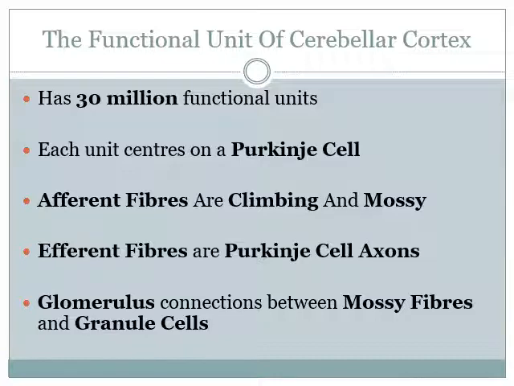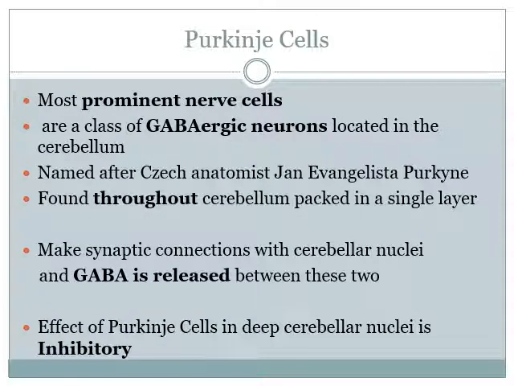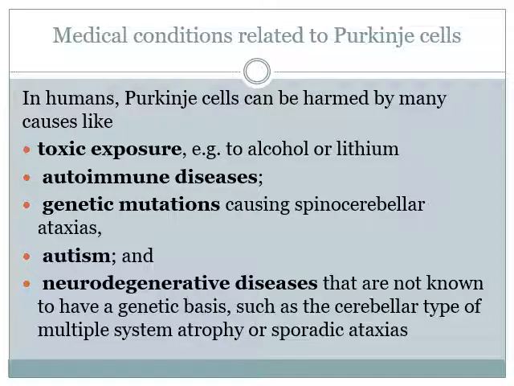So all of that we have done already in the cerebellum, and we said that Purkinje cells are the prominent nerve cell. They are named after the Czech anatomist Jan Evangelista Purkinje, and they are found throughout the cerebellum, and they release GABA. There are medical conditions in which we can damage the Purkinje cells, for example toxic exposure to alcohol or lithium, autoimmune diseases, genetic mutation, autism, or neurodegenerative disease. By doing so, our different actions and different contractions would be distorted, because the turn on and turn off cycle is disturbed.